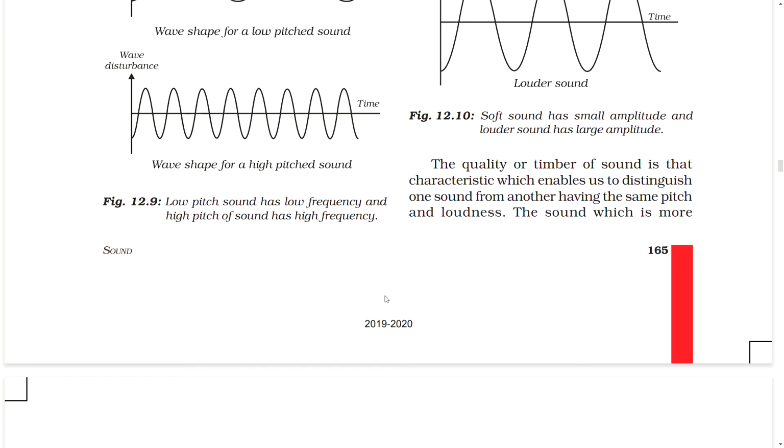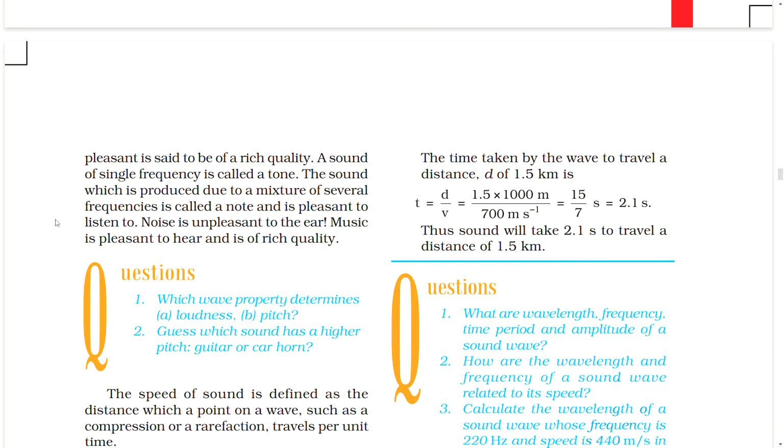The quality or timbre of sound is that characteristic which enables us to distinguish one sound from another having the same pitch and loudness. The sound which is more pleasant is said to be of a rich quality. A sound of single frequency is called a tone. The sound which is produced due to a mixture of several frequencies is called a note and is pleasant to listen to. Noise is unpleasant to the ear. Music is pleasant to hear and is of rich quality.